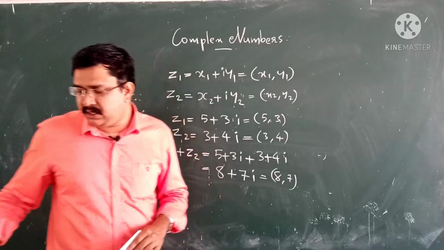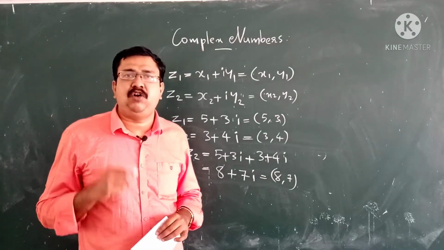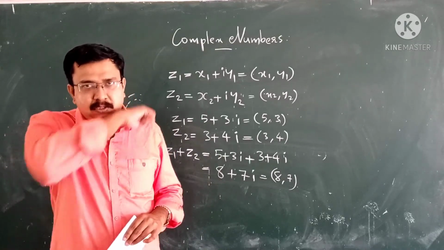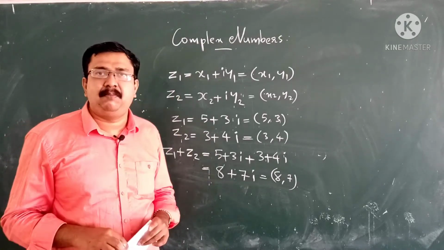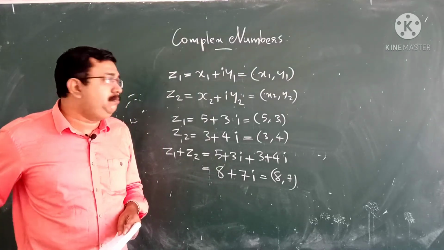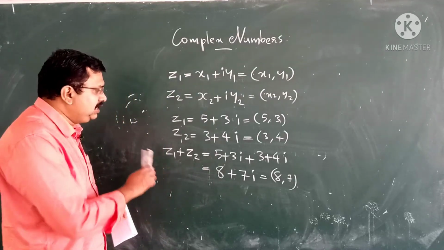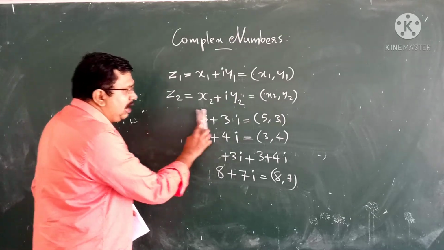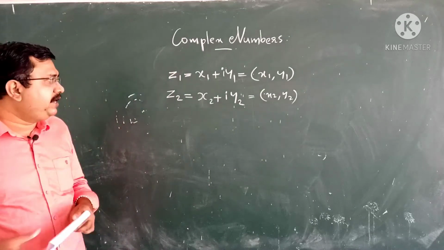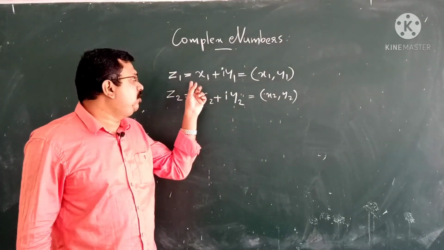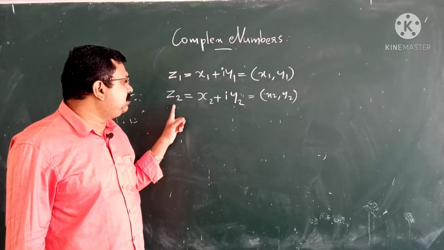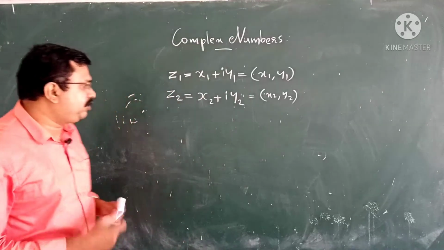Next, we are going to study multiplication of two complex numbers. How to multiply two complex numbers? Please write down. This is an example for addition of two complex numbers. Next one is multiplication of two complex numbers. Listen. How to multiply two complex numbers? Suppose that our first number is z1, that is x1 plus iy1, and second number is z2, x2 plus iy2.